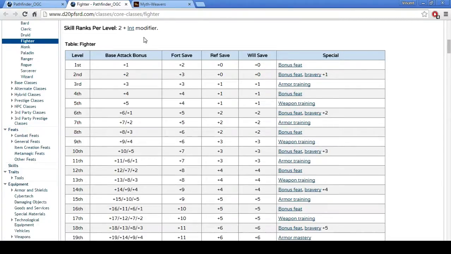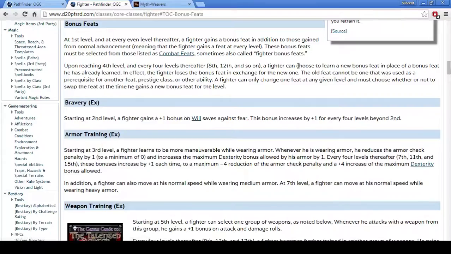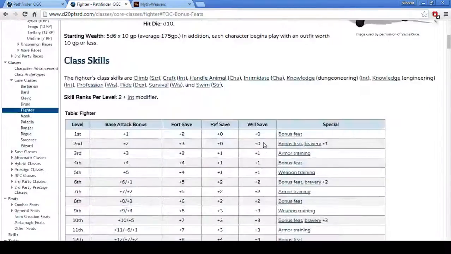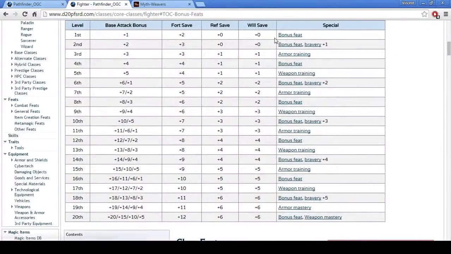And what I also really like about the PFSRD website is that, let's say, bonus feat, what's that? Click on it. It takes you down to bonus feat where it actually explains it. Yep. All right, and every level you're going to get a little bit.